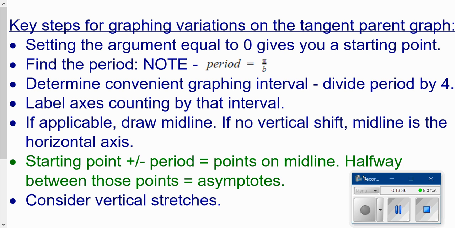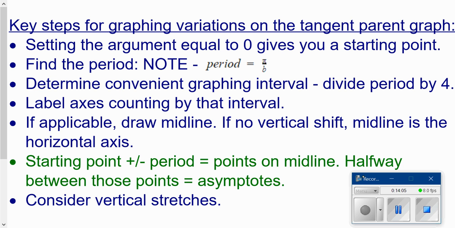So the questions that you're going to have are going to have slides and stretches and stuff like that. I wrote out these steps. You don't have to necessarily do them in exactly this order, but this is just a scaffold in case you do need that kind of help. So first thing, if you set the argument equal to 0, that's going to give you a starting point. The argument is the thing inside of the trig function, pardon the parentheses.